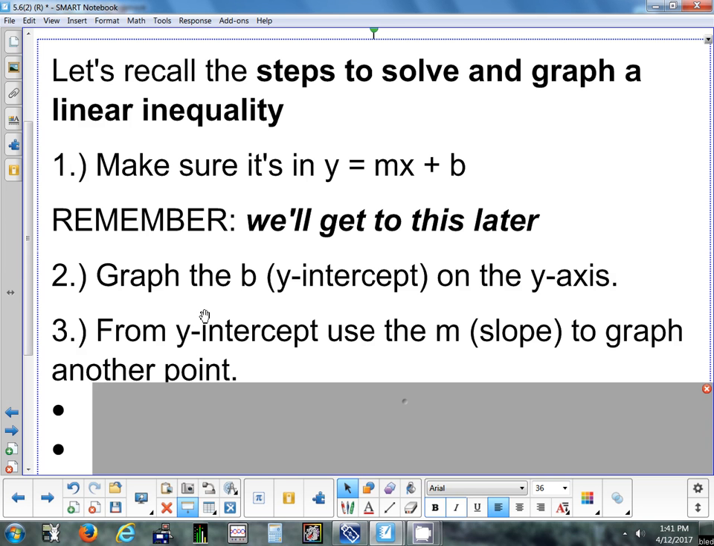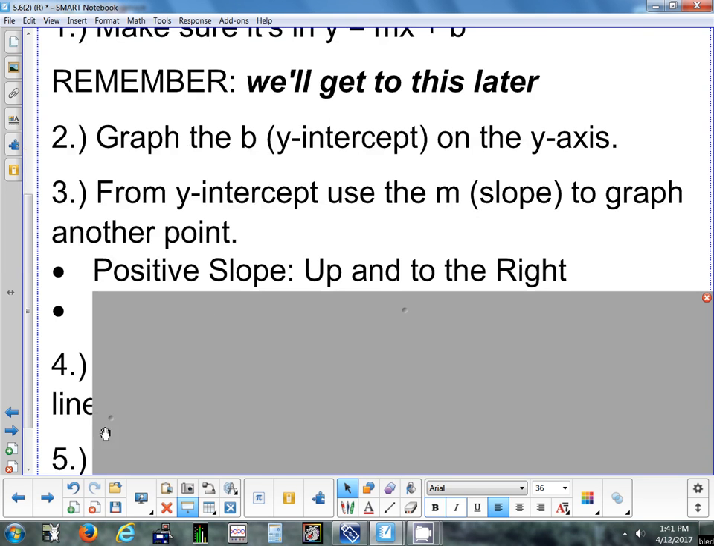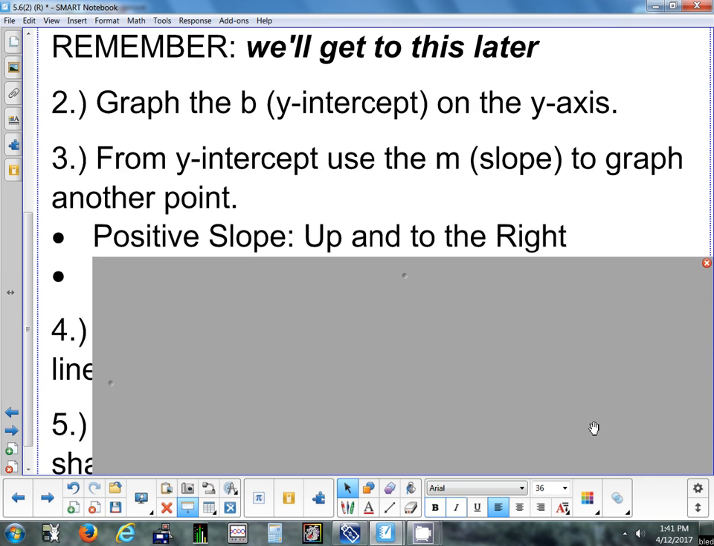Now, if your slope is positive, what are you going to do? What direction would you go? Aiden? Up, then where? To the right. Yeah, up and to the right. So just to highlight that, if it's a positive slope, so the number with x is positive, even if it's a fraction, if it's a positive 1/2, we're going to go up to the right. If it's a positive slope, we'll go up to the right.